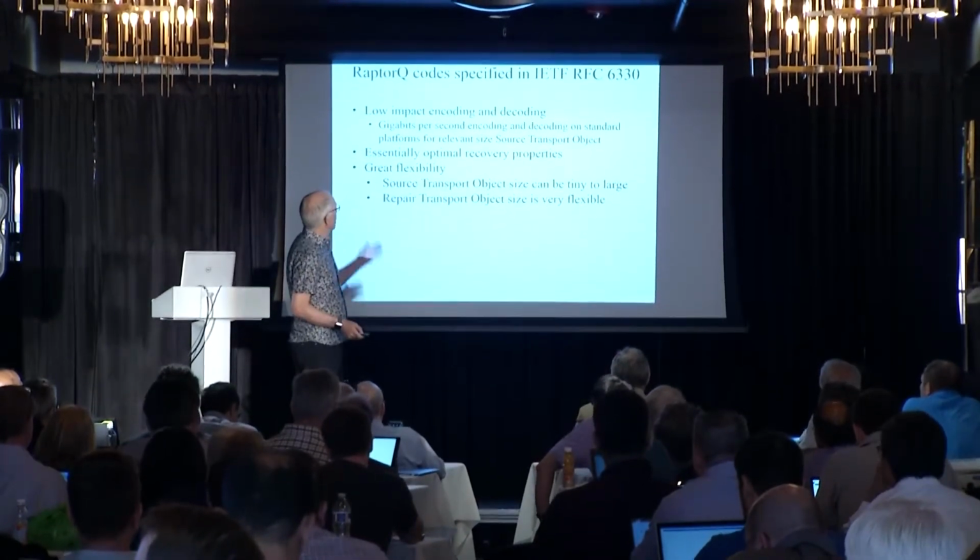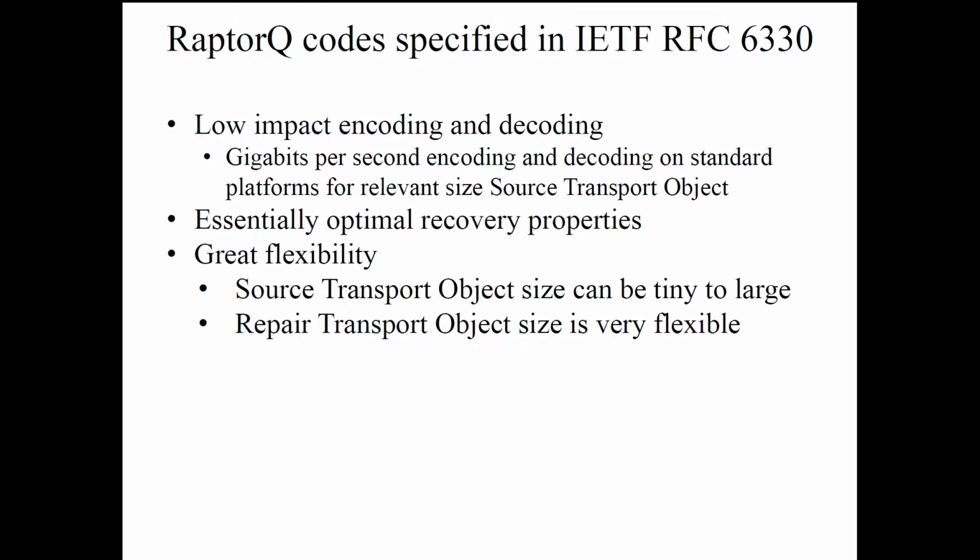Okay. So the RaptorQ codes are specified in IETF RFC 6330. This was from around 2011 or so. Some of the high-level features: it has a low-impact encoding and decoding. In fact, a kind of optimized implementation can encode and decode at gigabits per second. Actually, the encoding and decoding processes are pretty symmetric to each other. And this is on a standard platform for relevant size source transport objects. So if you're streaming at, for example, 10 megabits per second, this is a very small fraction of your CPU for doing the encoding or decoding.